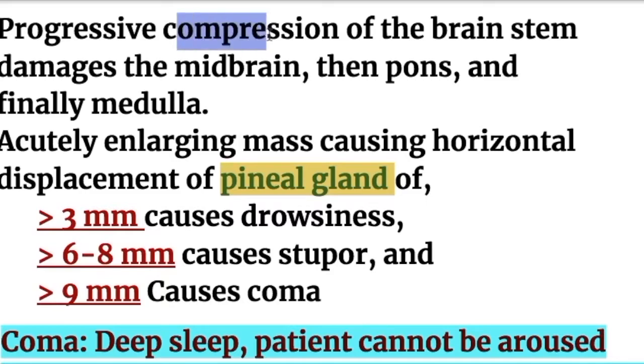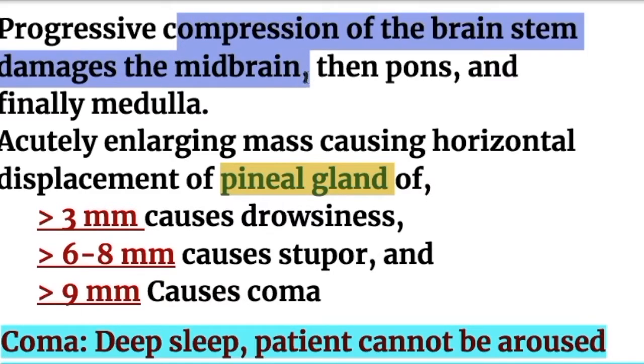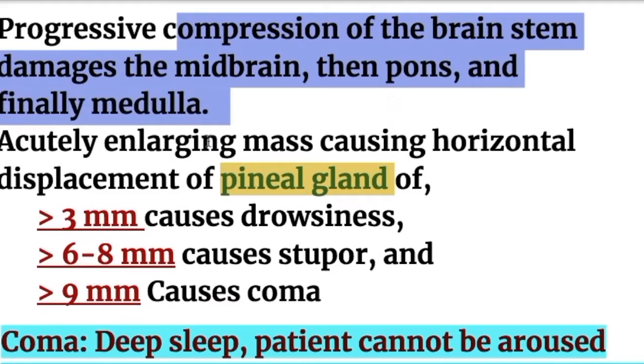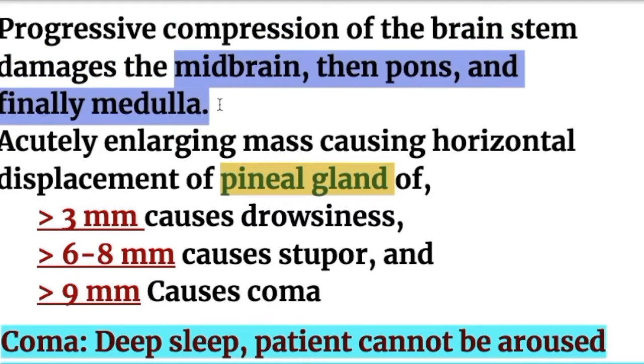Progressive compression of the brain stem damages the midbrain, then pons, and finally medulla. So compression first damages the midbrain, then pons, and finally medulla, and then it herniates, causing respiratory arrest.